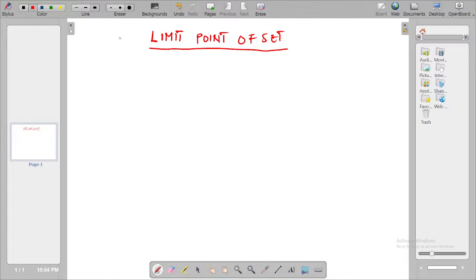In this particular live tutorial, we're going to go through limit points of a set. This is a continuation from the point set. We handled point sets, so we are continuing from the limit points of a set.